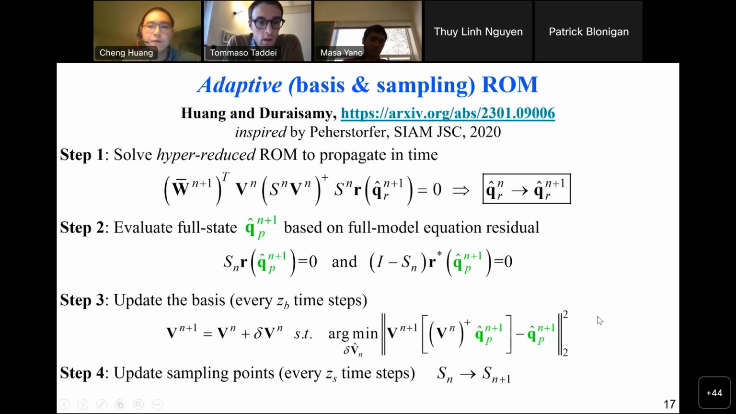And then you use the information you evaluate from the forward model to update the basis, and then update the sampling points. So that's basically the idea.